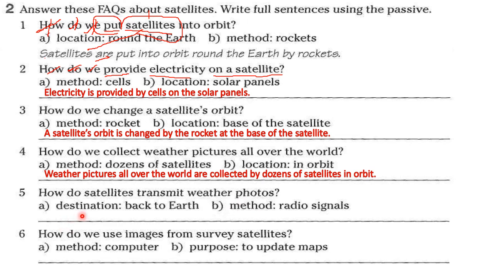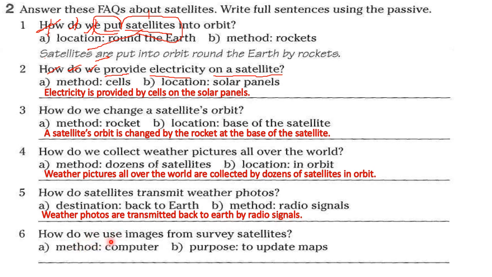Number 5, how do satellites transmit weather photos? Destination, back to Earth. How? Method, radio signals. Now here we start with satellites transmit weather photos. This is the object, weather photos. So I say weather photos are transmitted back to Earth by radio signals.